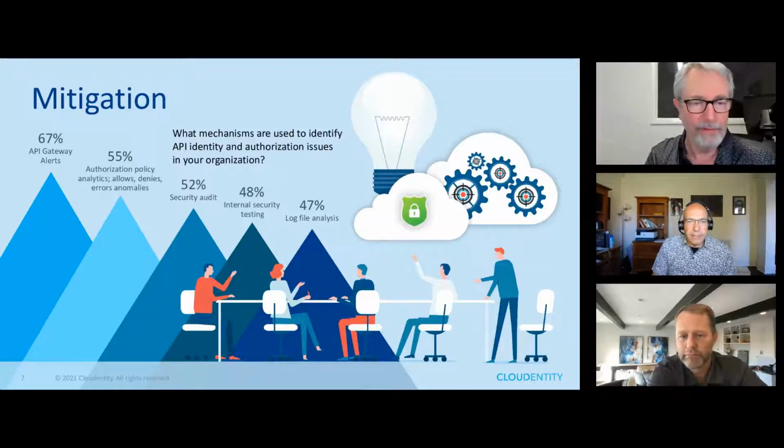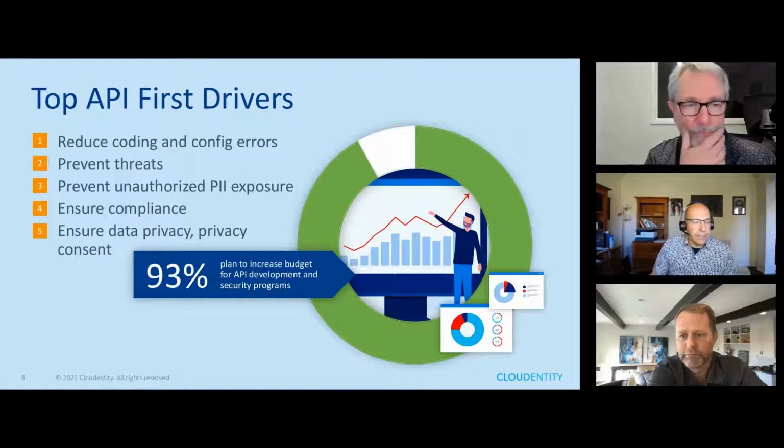Let's move over to some of the drivers here. Top API drivers. 93% said they plan to increase their budget in API development and security programs. So again, that tells me we're earlier in the cycle, right? There's still build up, more ramp up is something we're increasing and doing more of across our organization.